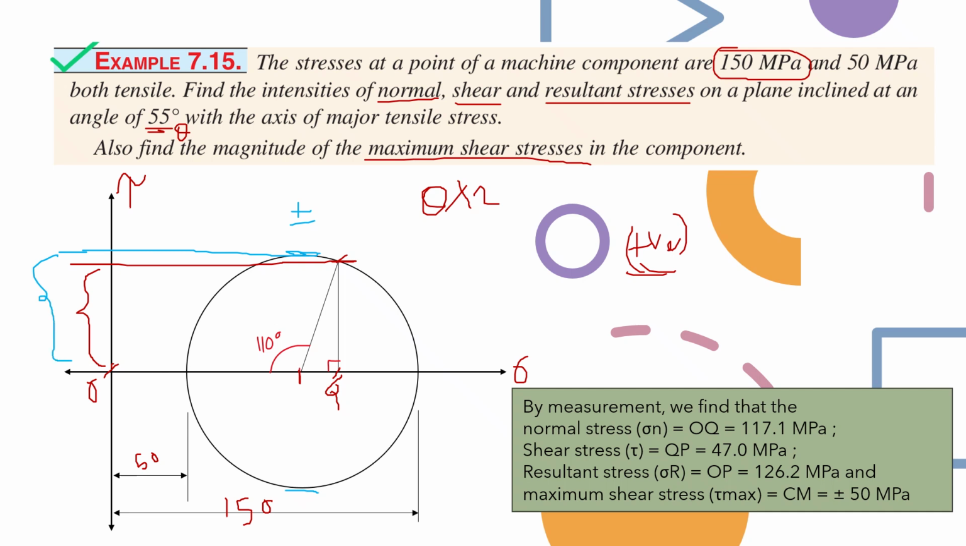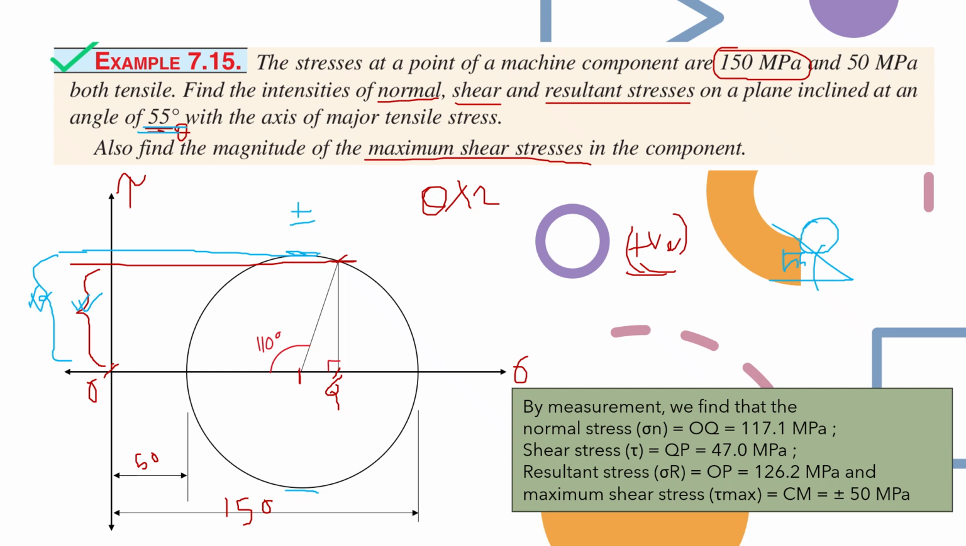And this will be the shear stress that is applicable on the 110, on the 55-degree angled plane. So it means on this 55-degree plane, the shear stress will be this. And the maximum that can be applied on the major axis will be this one, the blue one.